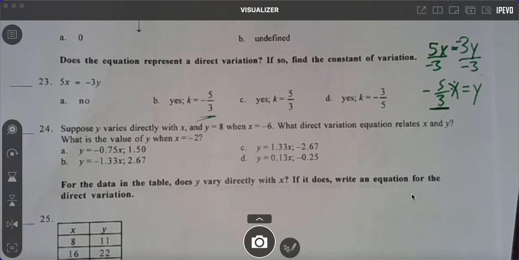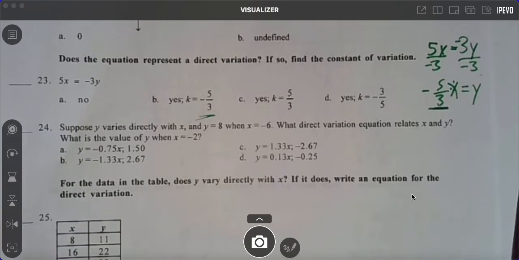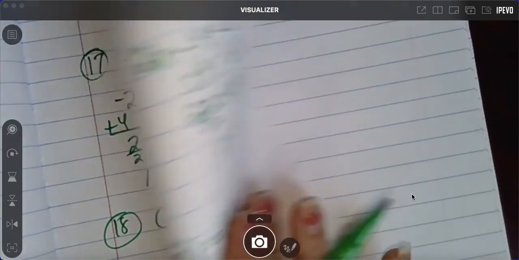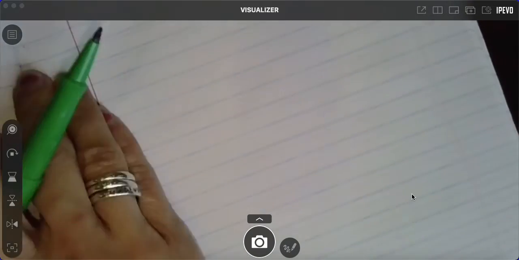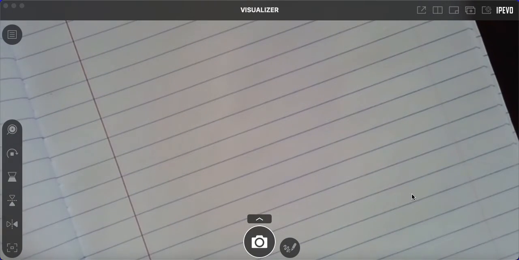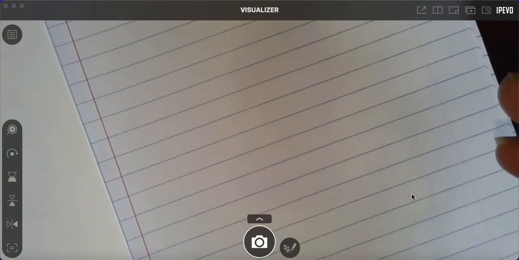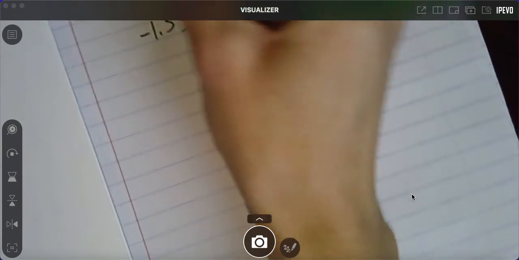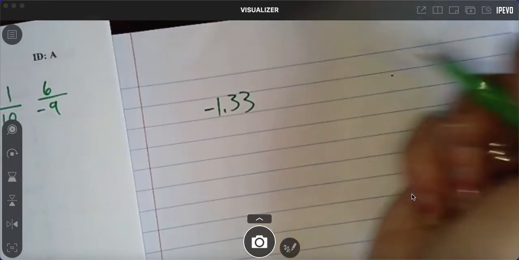Okay. Number 24. Do y'all remember how to do this one? Some of y'all didn't like the way I wrote it, so let me try and write it different. So what did we do on this? You take your y and divide it by x. What's 8 divided by -6? -1.33. That's your constant. Okay?